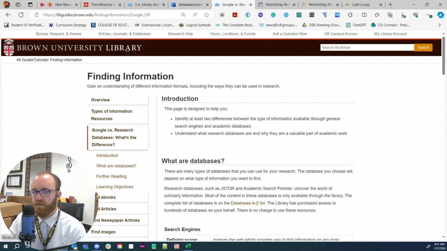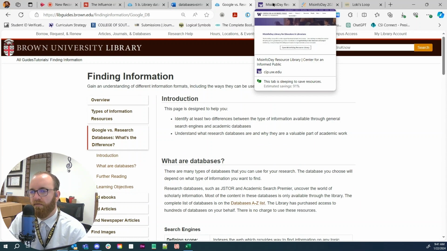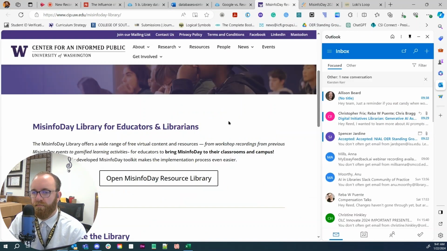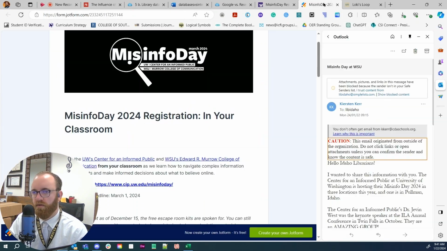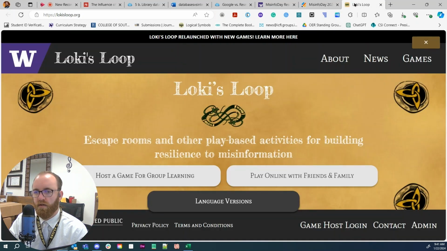Brown University also has a good page on that. Really nice. Further talking about this topic is Misinfo Day. This is for educators and librarians, but there are also other resources that you can look at for students. It's provided by the University of Washington, the Center for an Informed Public. And there's also a little game called Loki's Loop that talks about misinformation and what you should be doing to make sure that what you're finding is accurate.